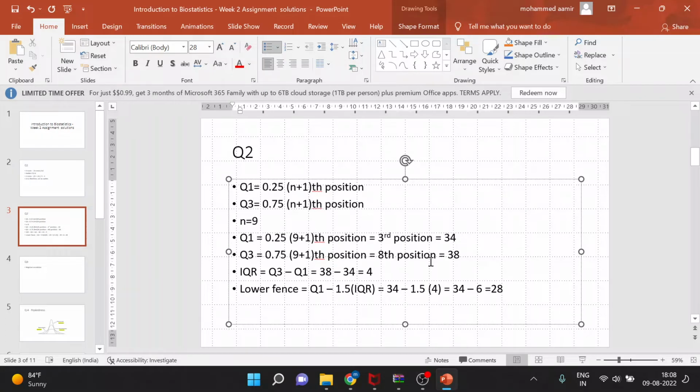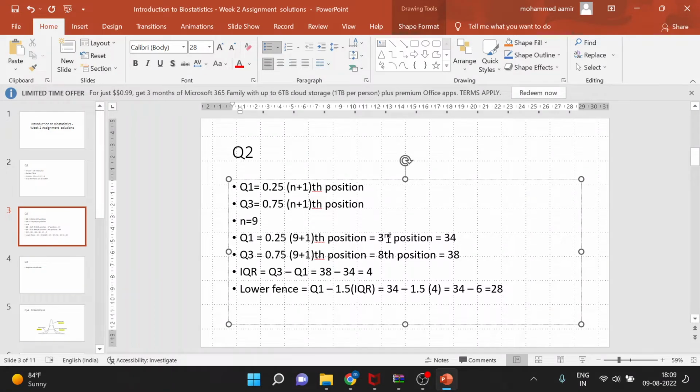Now to calculate the first and third quartile, these are some formulae that are straightforward. Q1 is 1 by 4 of the n plus 1th position, where n is the number of observations you have. For Q3 it is 0.75 of that value. So Q1 here is 0.25. You have 9 values in the data set, so 0.25 into 10 is 2.5. If you round it off, you get the third position.